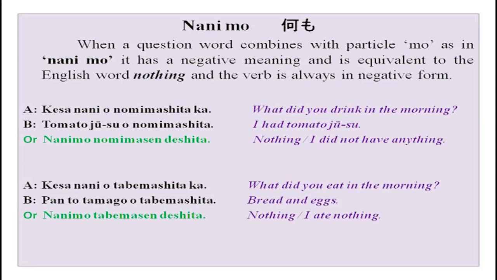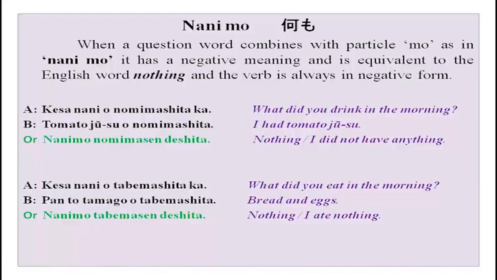Now, if you look at the example over here, kesa nani o nomimashita ka? Juice o nomimashita is one answer. Then you can also say, nani mo nomimasen deshita. I did not have anything in the morning. Kesa is this morning. Kesa nani o tabemashita ka? What did you have in the morning? Well, you can say, nani mo tabemasen deshita. I did not have anything. Or you can also say what you have eaten. For example, pan to tamago o tabemashita. So, you can use it like this.